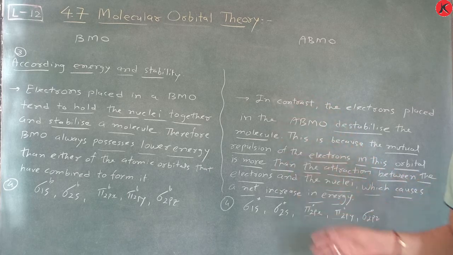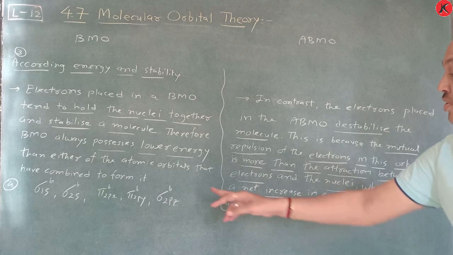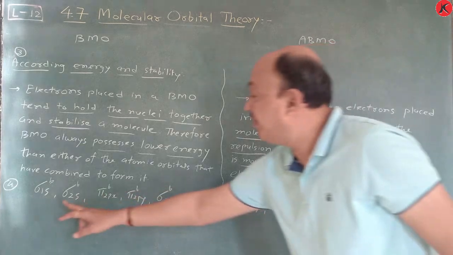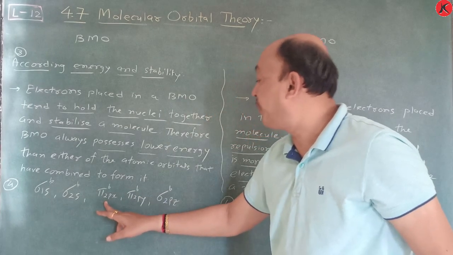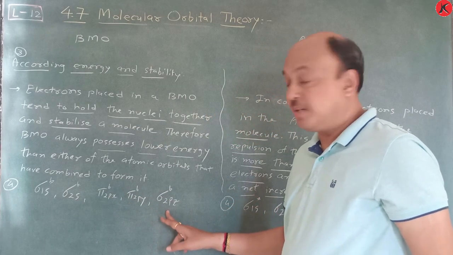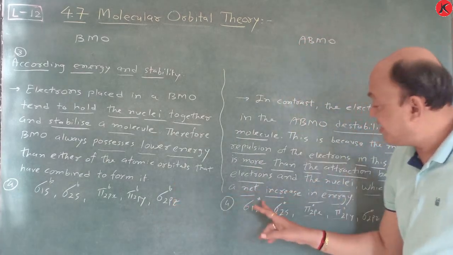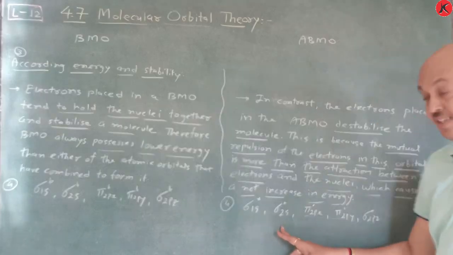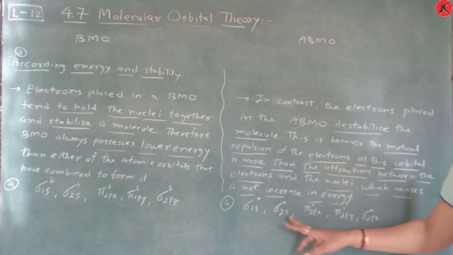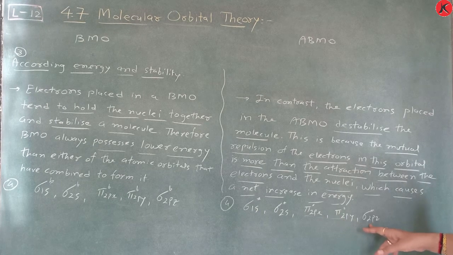Now the last point of this, just take a screenshot and write it completely. This is a notation. When the molecular orbital is formed from a 1s orbital, it is sigma 1s, sigma 2s, pi 2px, pi 2py, sigma 2pz. Here bonding and star: B indicates bonding and star indicates anti-bonding. Remember, here attraction occurs, here repulsion occurs. So sigma star 1s, sigma star 2s, pi star 2px, pi star 2py, and sigma star 2pz. So write it completely.